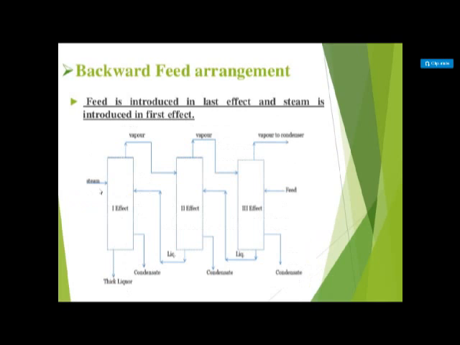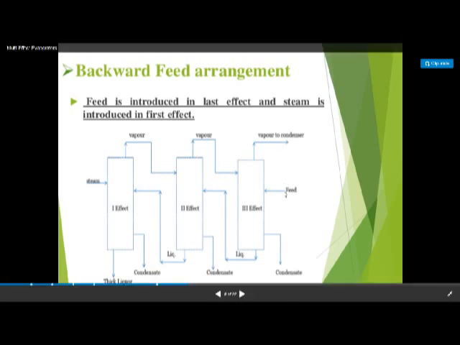Then this is the backward, the second method, it is a backward feed arrangement. Now in case of the backward feed arrangement, the feed is introduced into the last effect. You can see here the feed is introduced into the last effect, and the steam is introduced into the first effect. Means in the first effect temperature and pressure will be high, then the vapors will move into the second one, there will be less temperature and pressure compared to the first one, and again here will be less temperature. So feed is introduced into the last one.